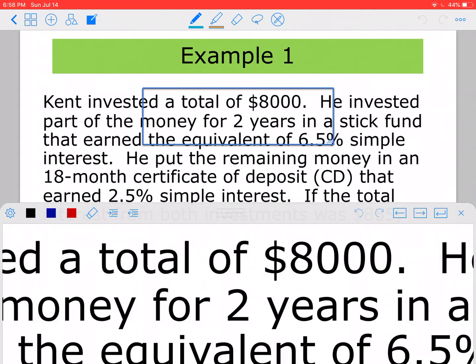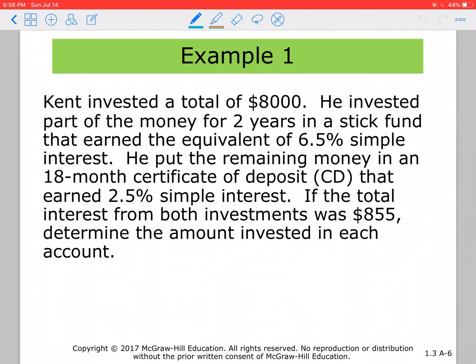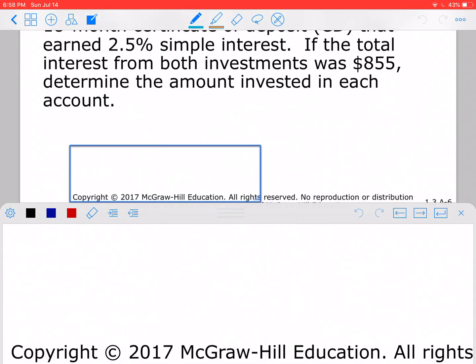So example 1 says Kent invested a total of $8,000. He invested part of the money for 2 years in a stock fund that earned the equivalent of 6.5% simple interest. He put the remaining money in an 18-month certificate of deposit, we call that a CD, that earned 2.5% simple interest. If the total interest from both investments was $855, determine the amount invested in each account.